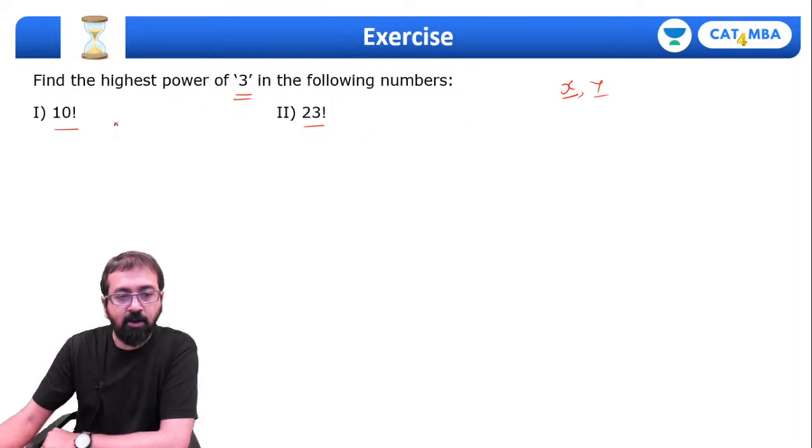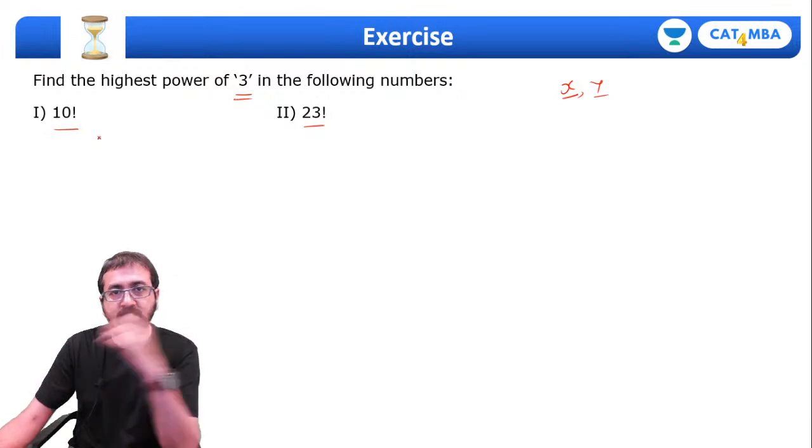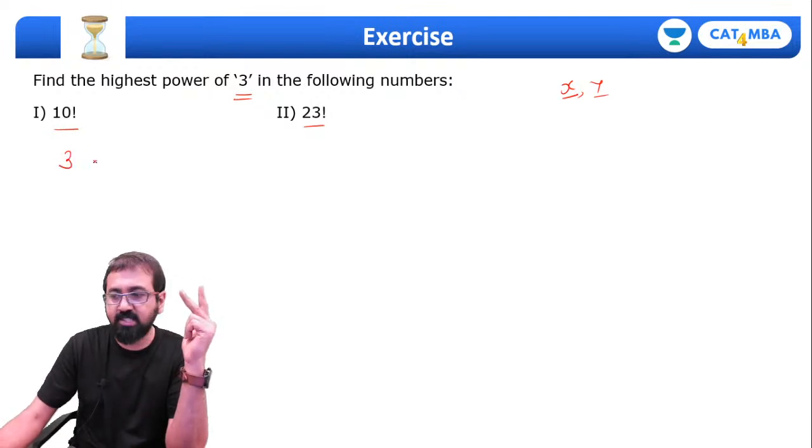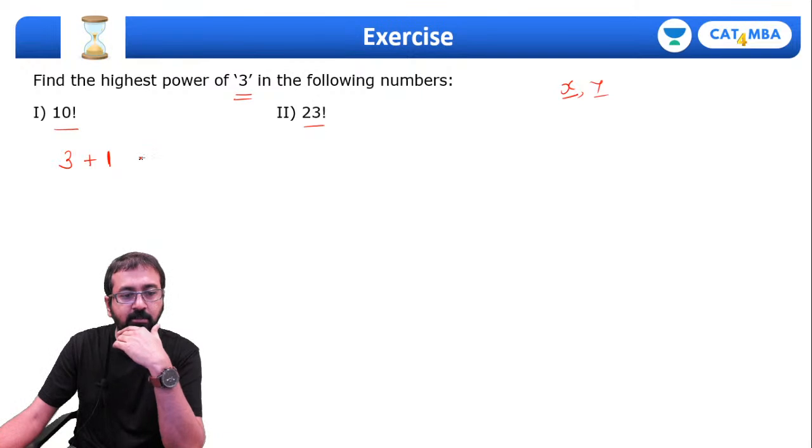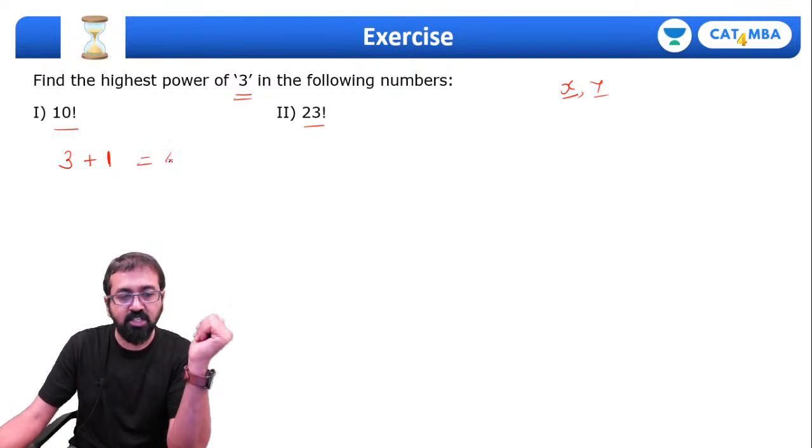Tell me what will be the power of 3 in 10 factorial. So you will first divide by 3. 10 divided by 3, quotient is 3. 10 divided by 3 square. 3 square is 9. So 10 divided by 9, quotient is 1. You don't need to check further because 3 cube will be 27. So this is the power of 3.